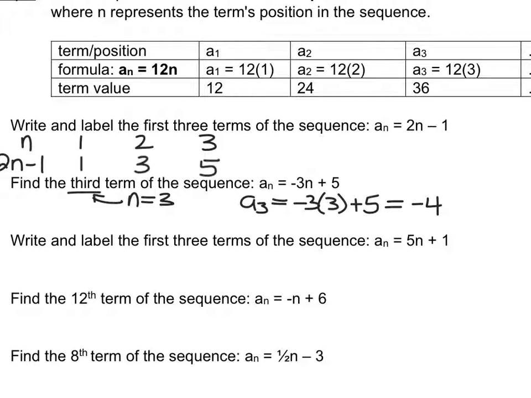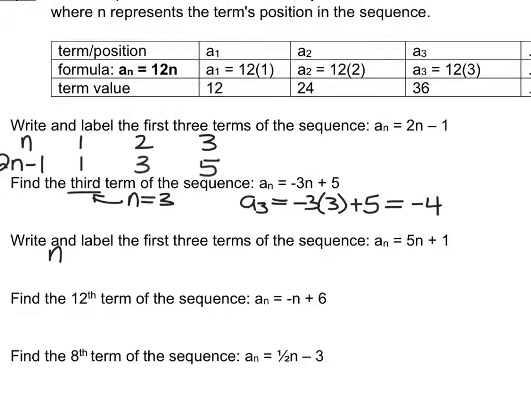So you get a negative 4. All right. Now this has a negative slope, so my terms should be decreasing as I go down the line. So my first term should be bigger than my second, which in turn is bigger than my third, and so on. All right. It's in the next one where I have to write and label.